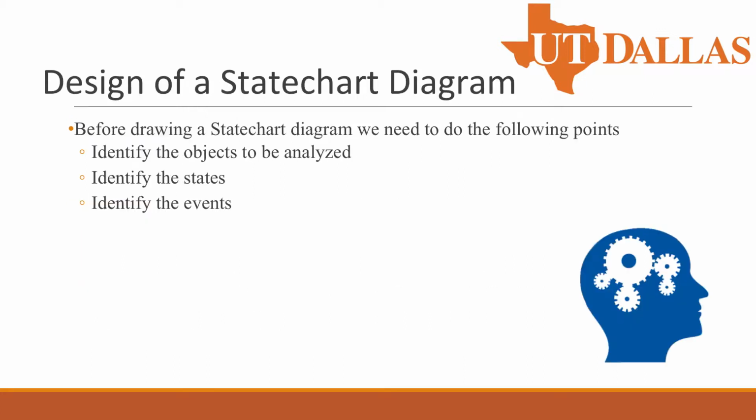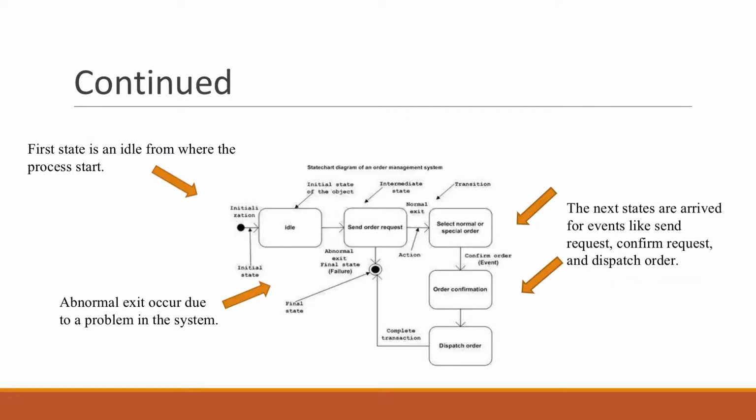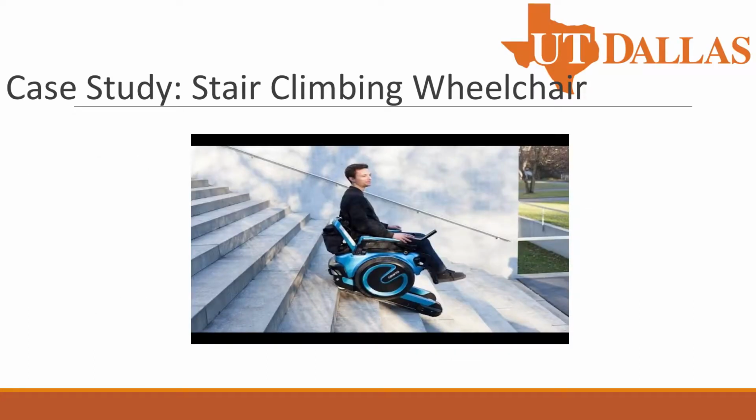So to design a state chart diagram, you have to think about the following points. You need to identify the objects, states, and the events. And this is a diagram of the state chart. The small black dot is the initial state, and then the boxes are the states, and the arrows pointing to the states are the transitions, and lastly is the final state with a small black dot down below. And next we get into our case study, the stair climbing wheelchair.